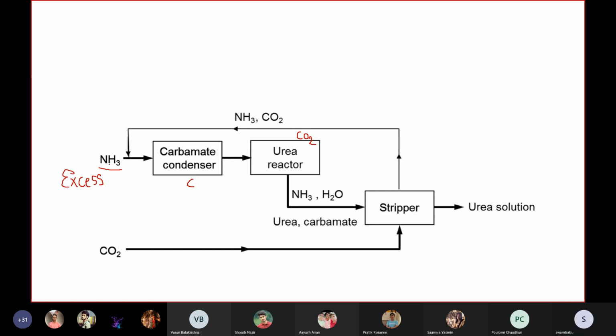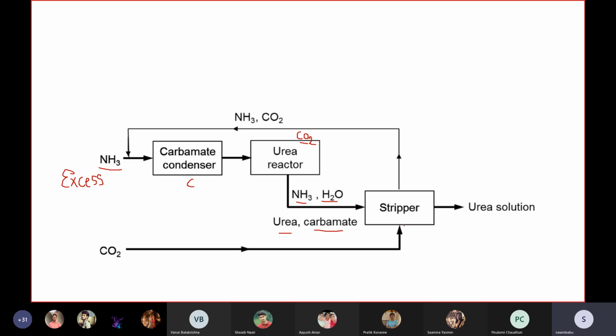So let's say the CO2 is completely consumed. Then we have ammonia and water, urea and carbamate in the urea reactor leaving stream, because CO2 is completely consumed. So basically we are supplying less than the stoichiometric required CO2 so that we can consume the complete CO2. So in the stream leaving the urea reactor, we'll have ammonia, water, urea and carbamate.